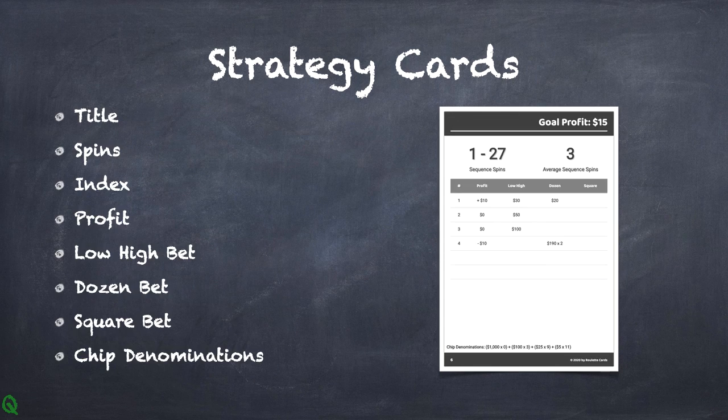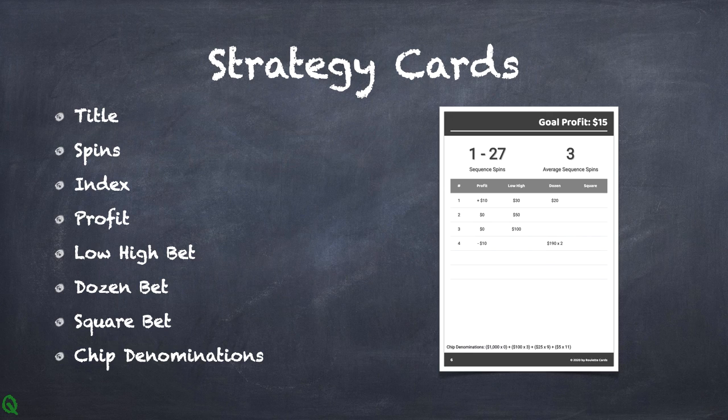Now on the other side of our card is the actual instructions of how to play this bet sequence. And again, on the title, we're trying to just make $15. The number of spins tells us it's between 1 and 27 spins to actually get a success. On average, though, it's 3. So in about 3 spins, you'll go ahead and achieve the $15 profit.